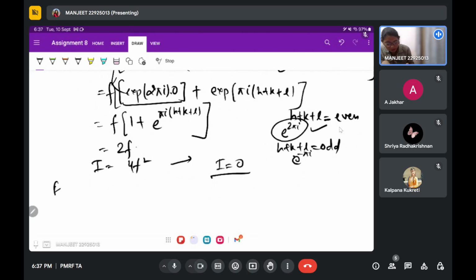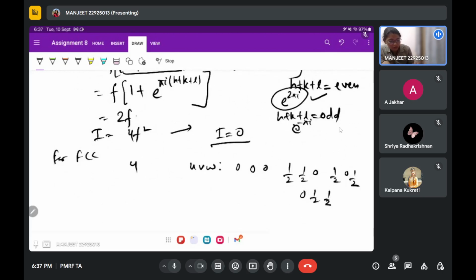Similarly for the FCC we have 4 atoms, so the possible UVW are 0 0 0, 1/2 1/2 0, 1/2 0 1/2, and 0 1/2 1/2. Okay, these are the four possible positions.